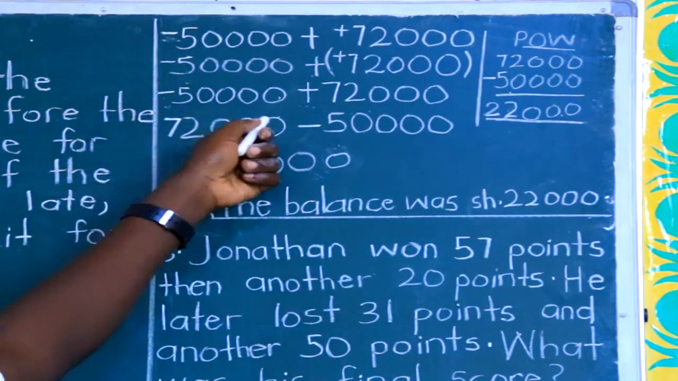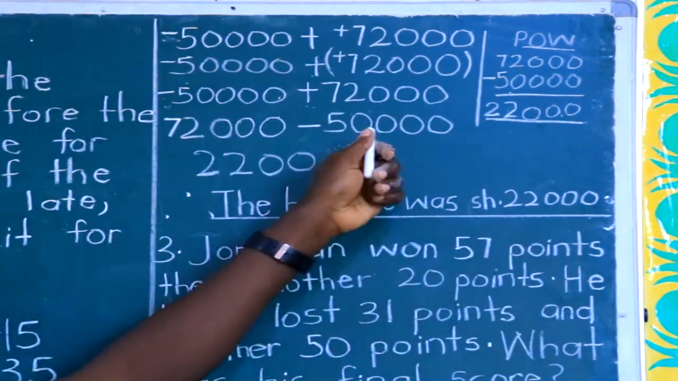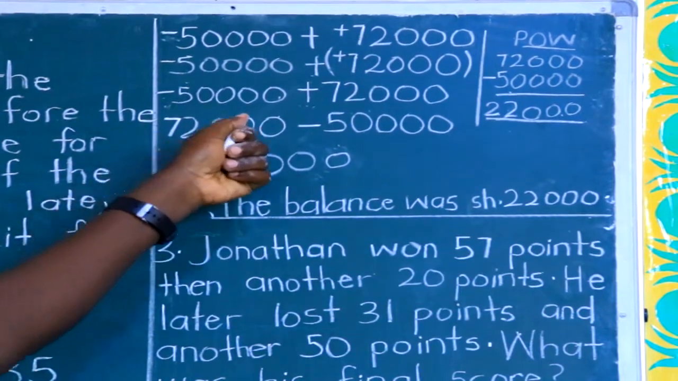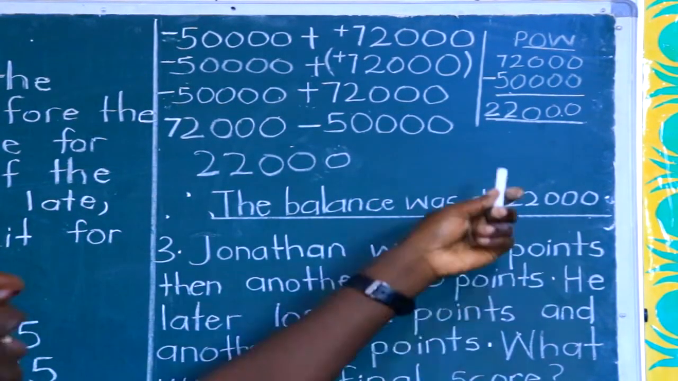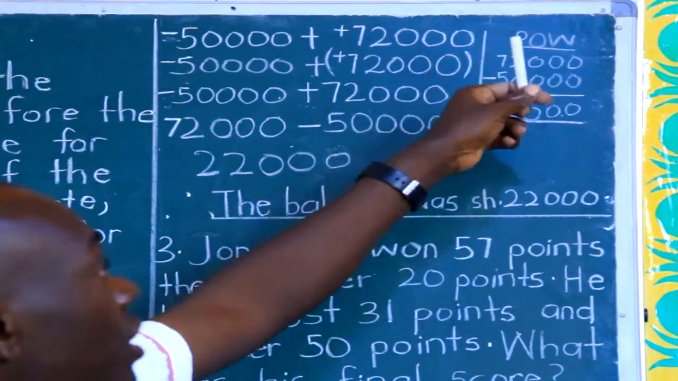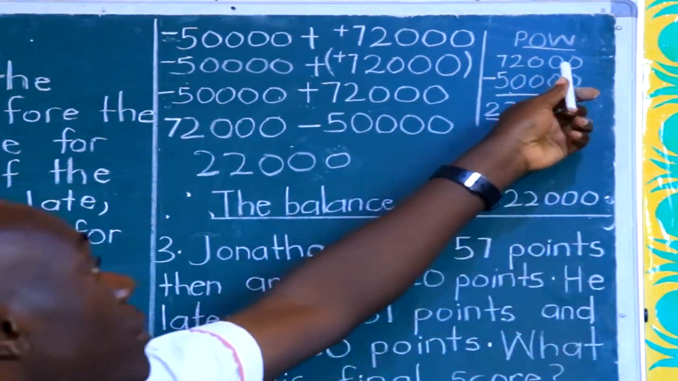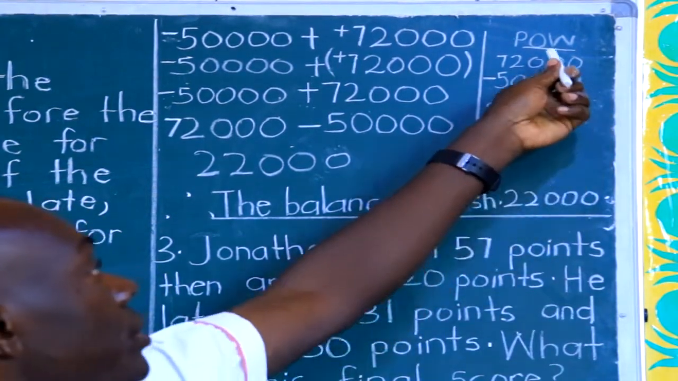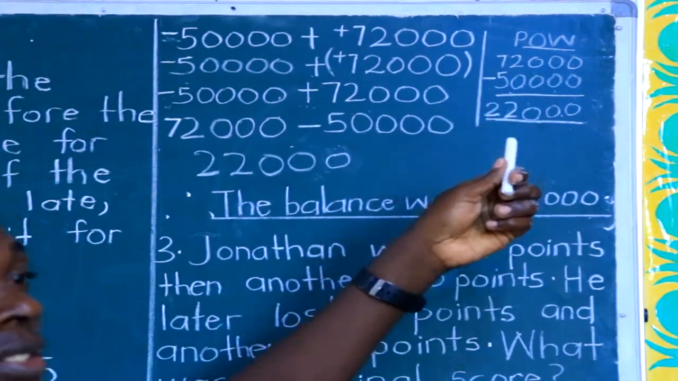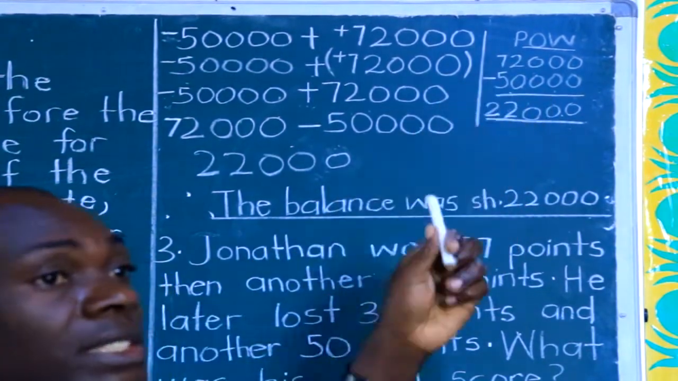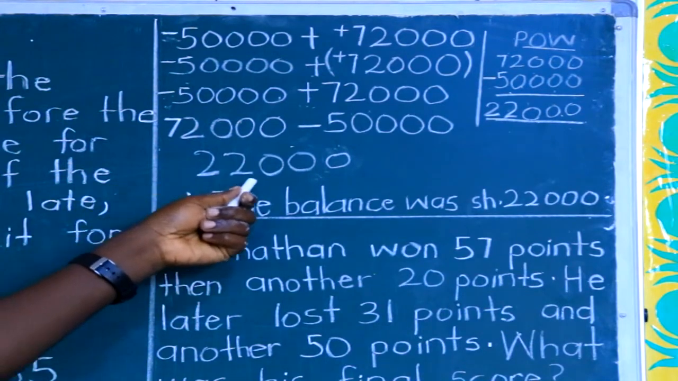So negative 50,000 plus 72,000 can be interchanged with 72,000 minus 50,000. Before you write this part of work to subtract accurately, that's 72,000 minus 50,000, thereby getting 0 minus 0, 0. 0 minus 0 is 0. 2 minus 0, you get a 2. And 7 minus 5, you get a 2. So thereby remaining with 22,000.